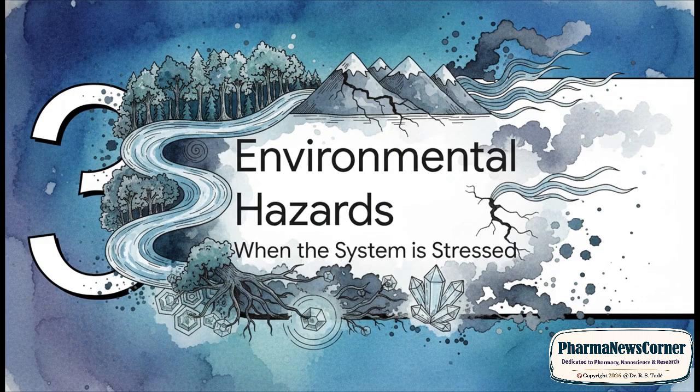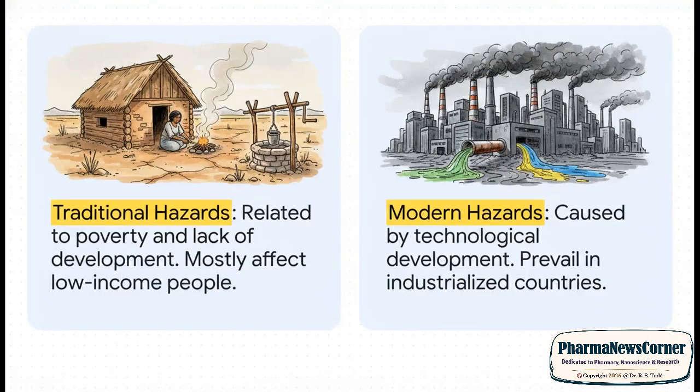Okay, so we have the system, the ecosystems, and we have the fuel, the resources. But what happens when that system gets put under stress? Well, that's when we run into what are called environmental hazards. And we can pretty much group these hazards into two main categories. You've got your traditional hazards, things like contaminated water, which are often tied to poverty and a lack of infrastructure. And then you have modern hazards, like industrial pollution, which are basically the byproducts of all our technological development.